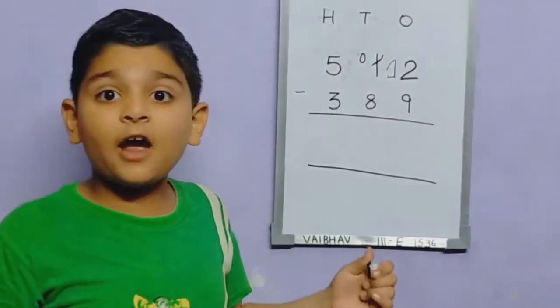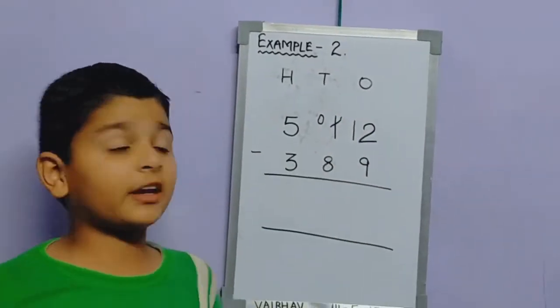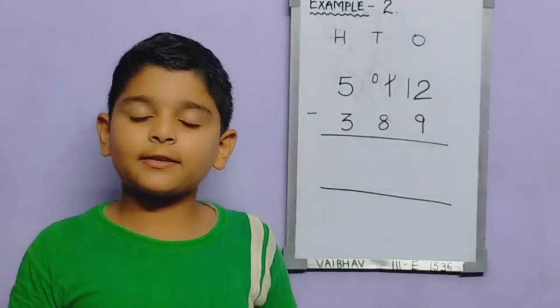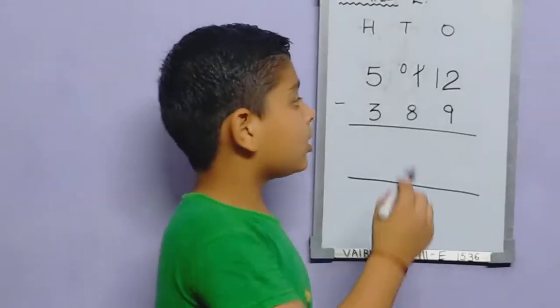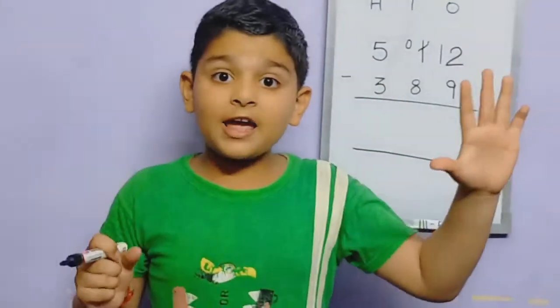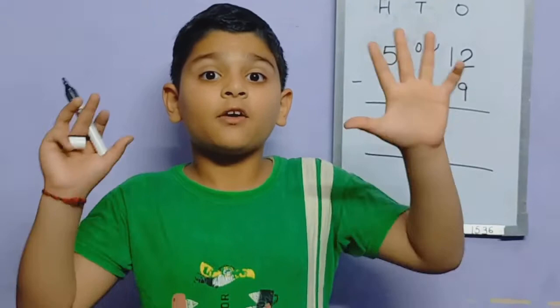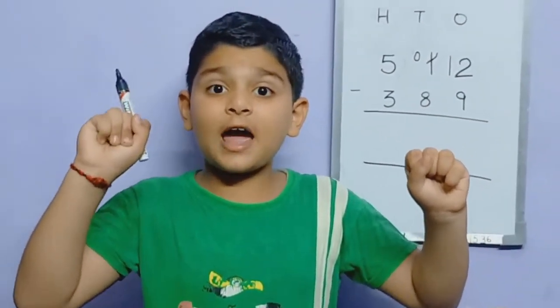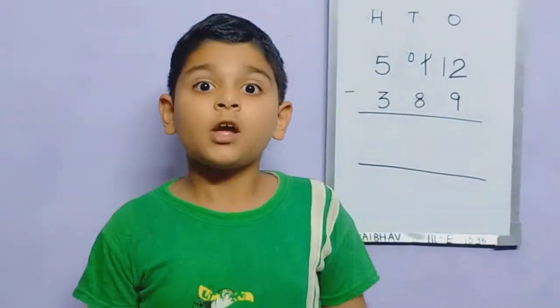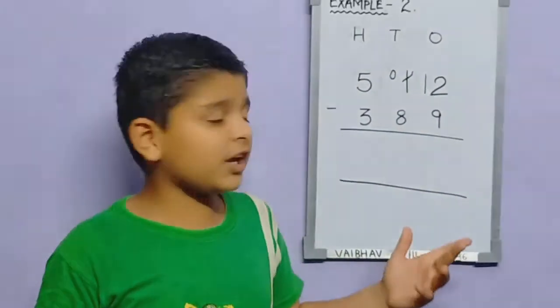So we have taken the borrow. Now it will become 12. We can do 12 minus 9. So 12, 3 minus 9: 5, 6, 7, 8, 9. How many fingers are left? 1, 2, 3. 3 fingers are left. We write 3 here.